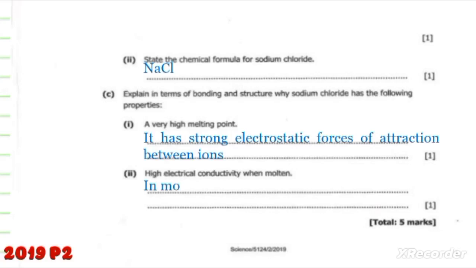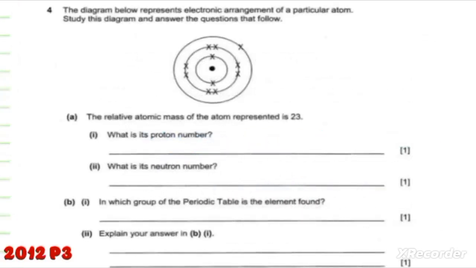So they do conduct electricity in the molten state because ions are free to move. Ions are free to move, therefore they are capable of conducting electricity. Let us also extract one question from the 2012 past paper, and this paper is paper 3. This question is question 4.